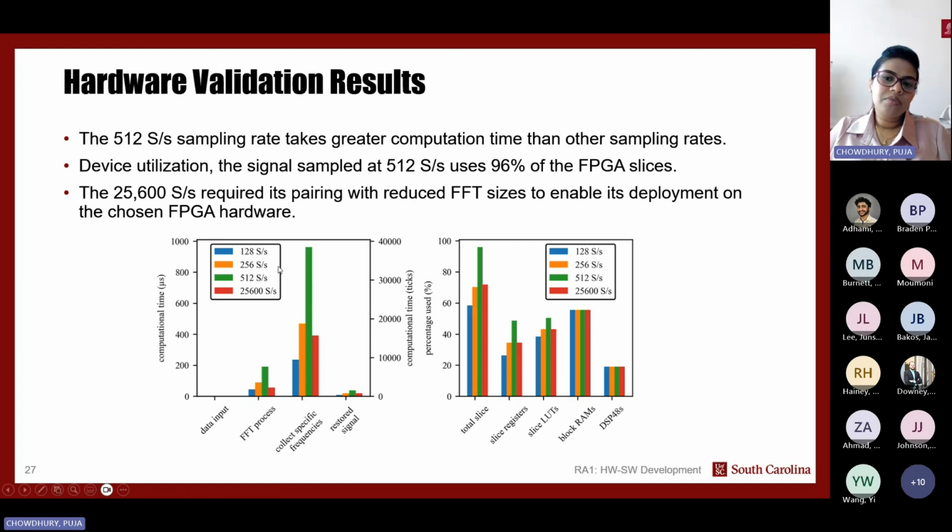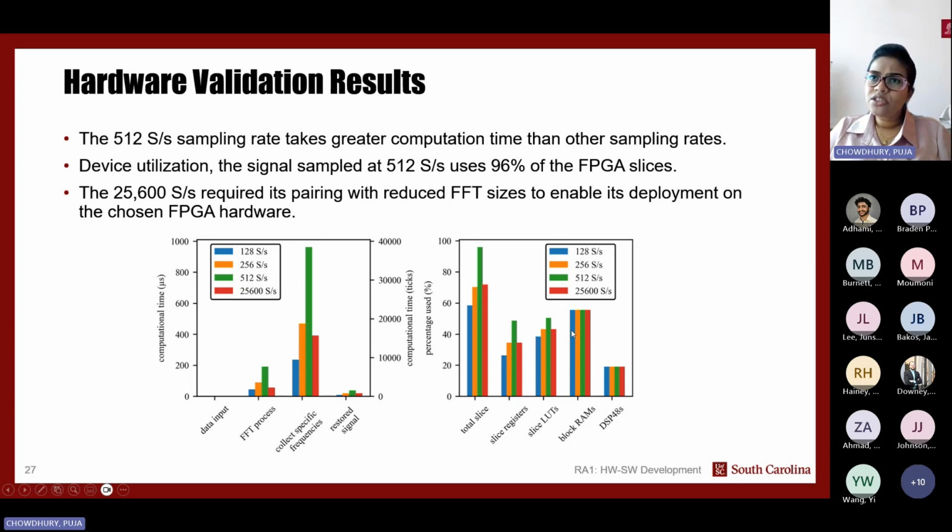In the case of hardware implementation, it's a little bit different. Here, the 512 sample rate takes greater computational time than the other sampling rates. It has the largest computational time, as we can see here. And for the computational time, we separated different steps of this overall algorithm, like the data input, FFT process, collect specific frequency. So that's how we measure the computational time.